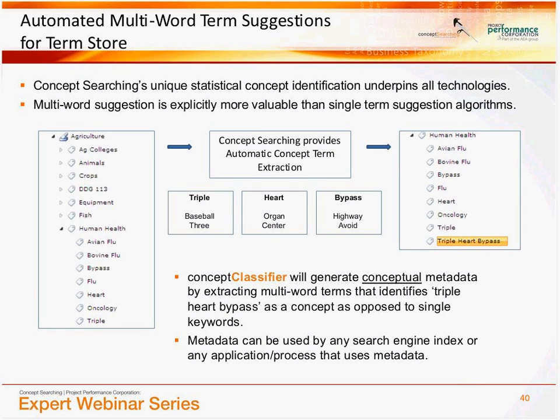Searching. A little bit about what we do and what separates us from everything else out there. Take the words triple meaning baseball, heart meaning love, and bypass meaning freeway. By themselves, they're ambiguous. But together, triple heart bypass, we find exactly the concept that we're working with. Concept extraction has to pull out those multi-word concepts, and we leverage that to build out a taxonomy, suggesting multi-word concepts instead of ambiguous single-word terms. Next slide, please.